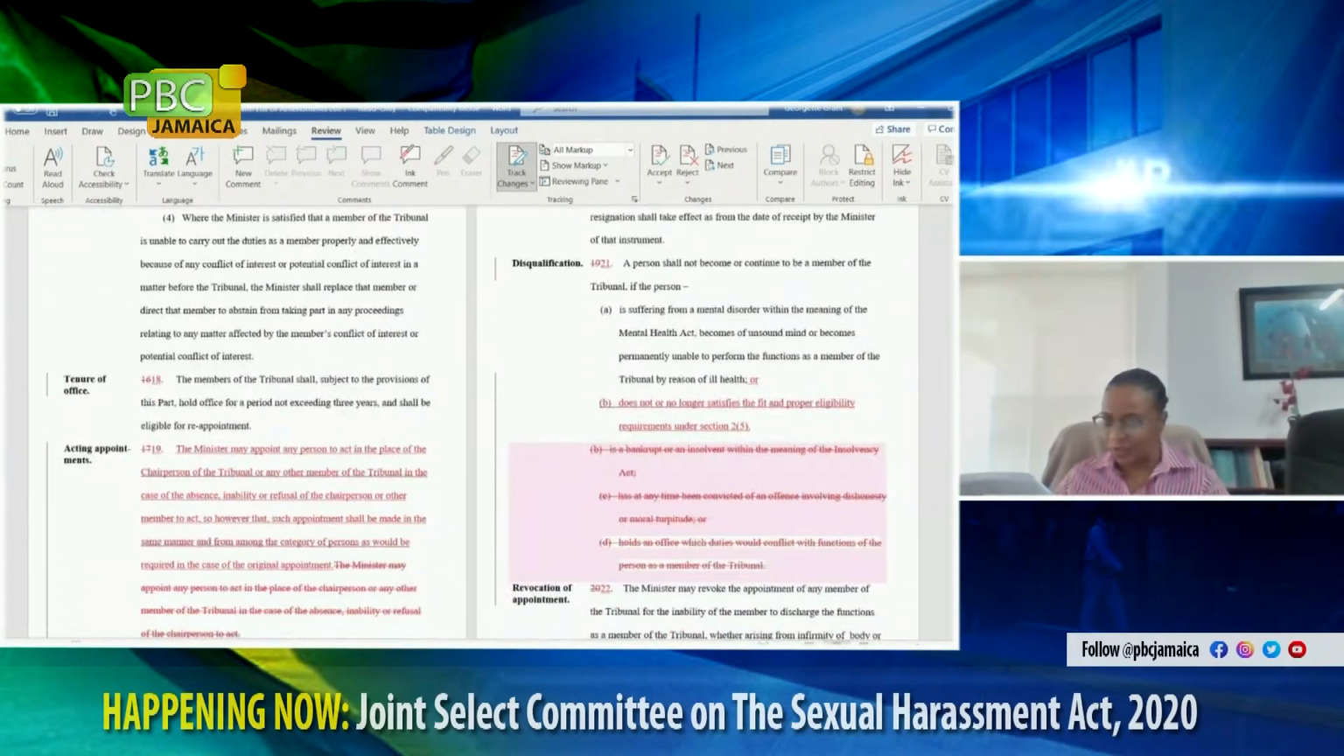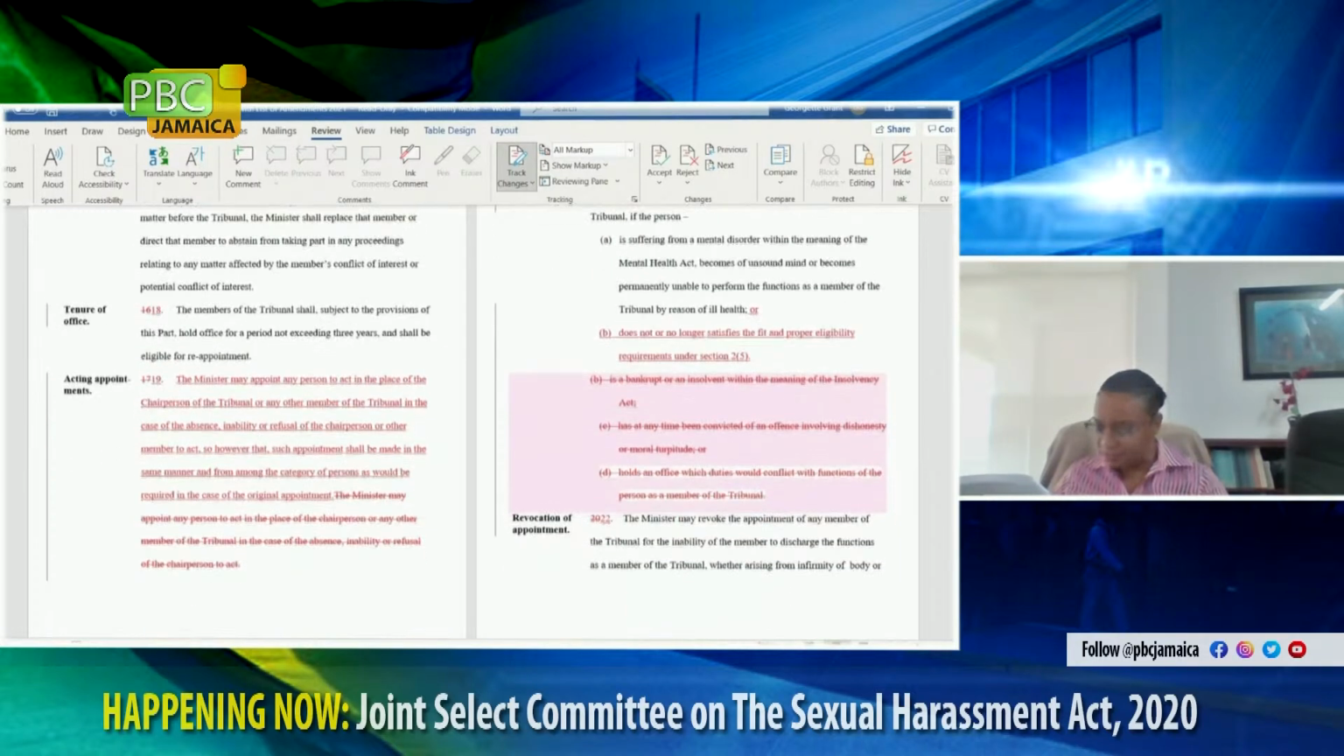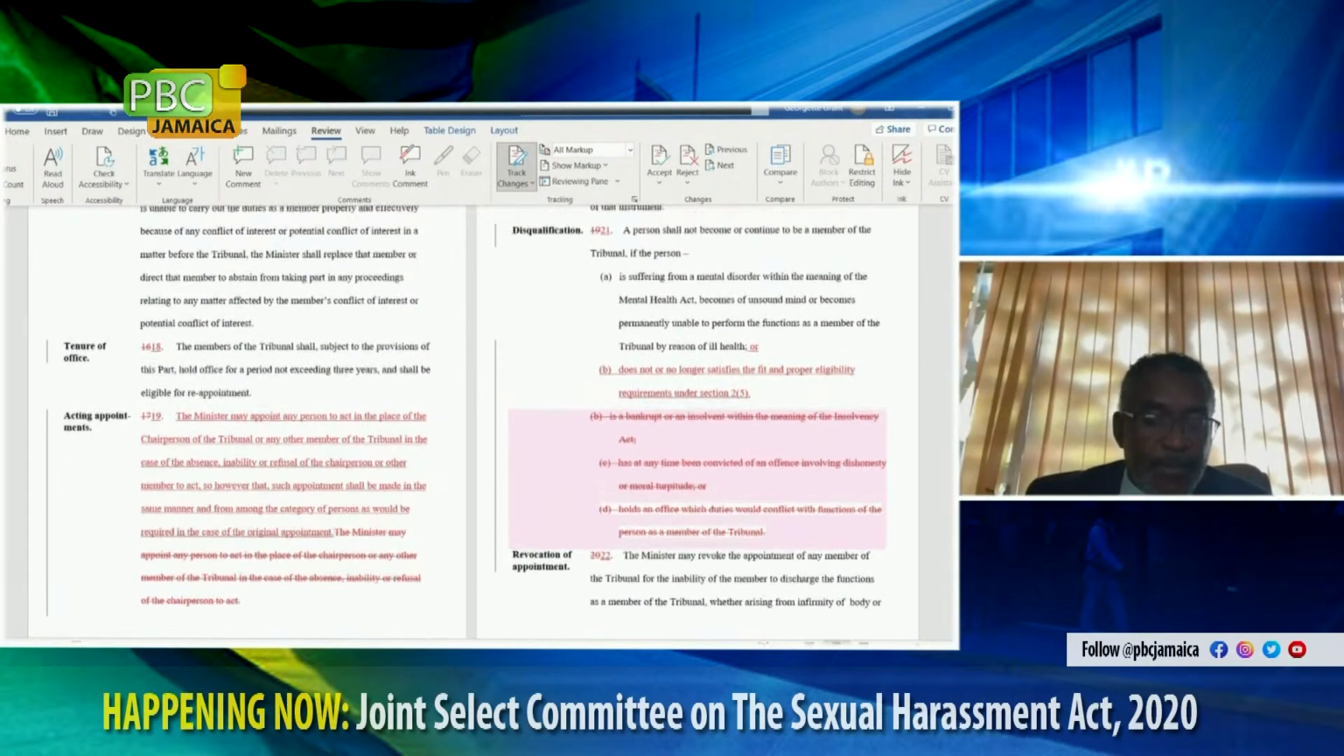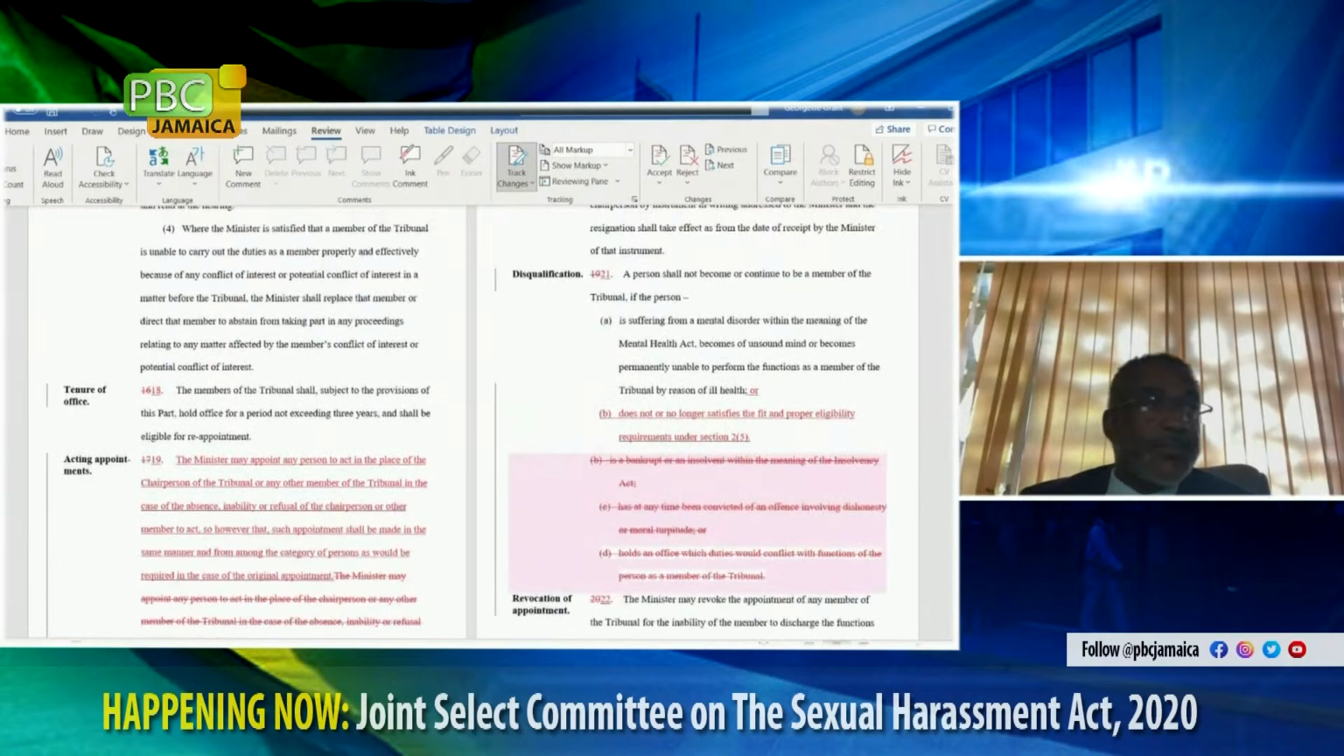Acting appointments, clause 19. The minister may appoint any person to act in the place of the chairperson of the tribunal or any other member of the tribunal in the case of the absence, inability, or refusal of the chairperson or other member to act, so however that such appointment shall be made in the same manner and from among the category of persons as would be required in the case of the original appointment. So that takes care of clause 19, Chair. Right. If there are no queries. Any members?